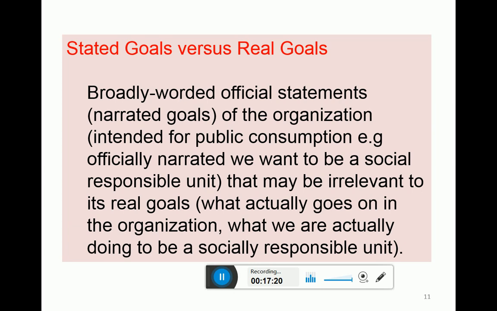Real goal means that I want to be a socially responsible organization. Now, what am I doing to be a socially responsible organization, really? Whatever activities I am actually doing, that is simply known as my real goals. So if you consider the broadly worded official statement of narrated goals of the organization intended for public consumption, for example as I told you, officially narrated we want to be a socially responsible unit, that may be irrelevant to its real goals, what actually goes on in the organization, what we are actually doing to be a socially responsible unit. Hope a bit of the idea will be clear.